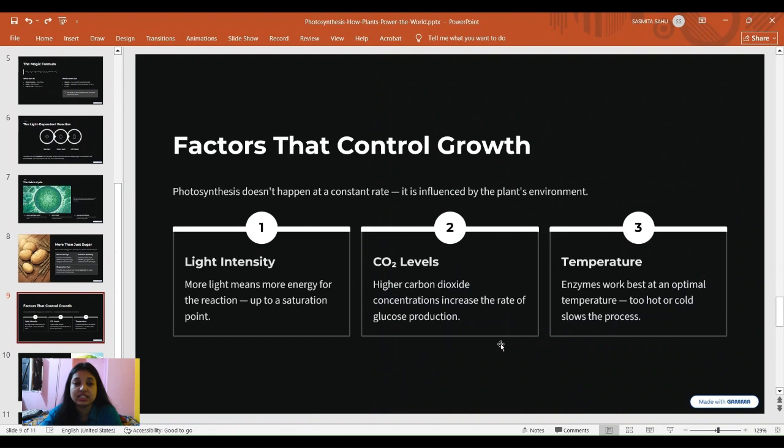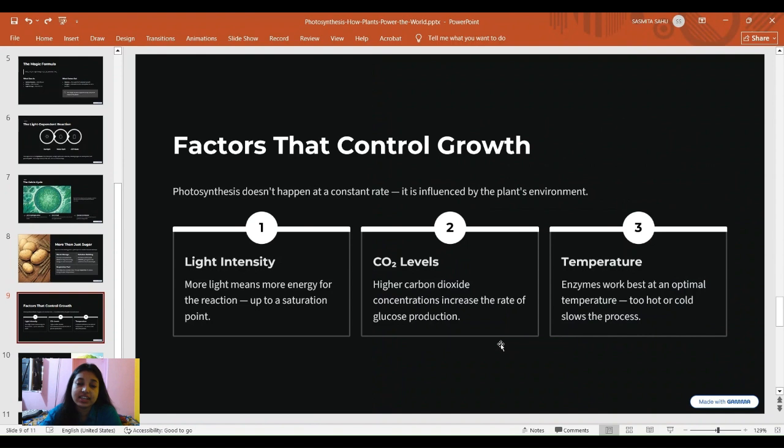To the next thing, that is factors that control growth. Photosynthesis doesn't happen at a constant rate. It is influenced by the plant's environment. The main things that influence photosynthesis are light intensity, carbon dioxide levels, and temperature. So what is the role of light intensity? More light means more energy for the reaction up to a saturation point. Less light means less energy for the reaction.